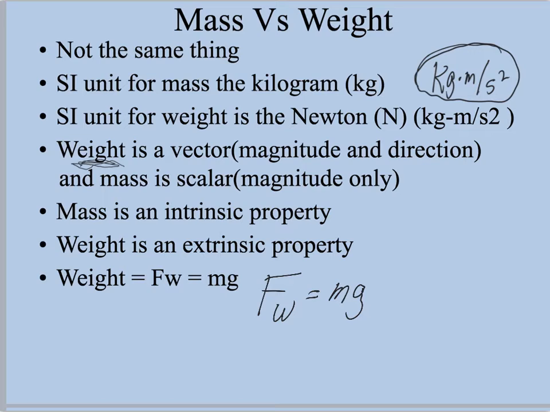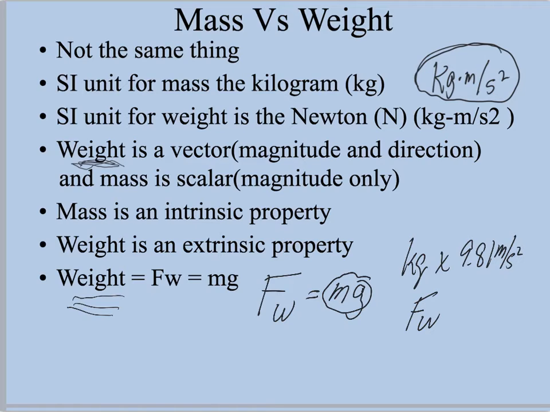So if you want to find the weight of any object, all you need to know is how many kilograms it is, and you're going to multiply that by 9.81 meters per second squared. Sometimes you'll see weight written as just mg. We usually in this course write it as FW, but you may run into it as mg at some point. This is actually based on the second law of motion, but we'll get into that later.